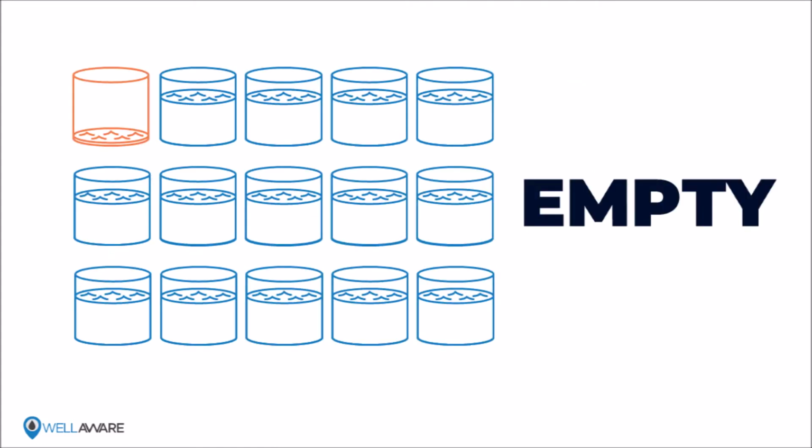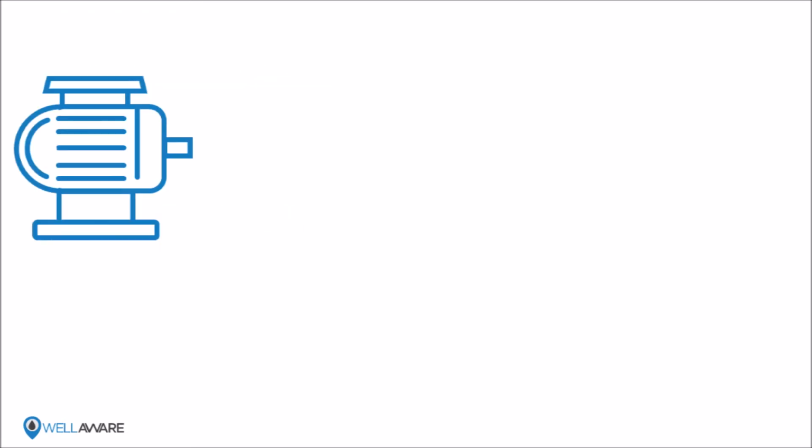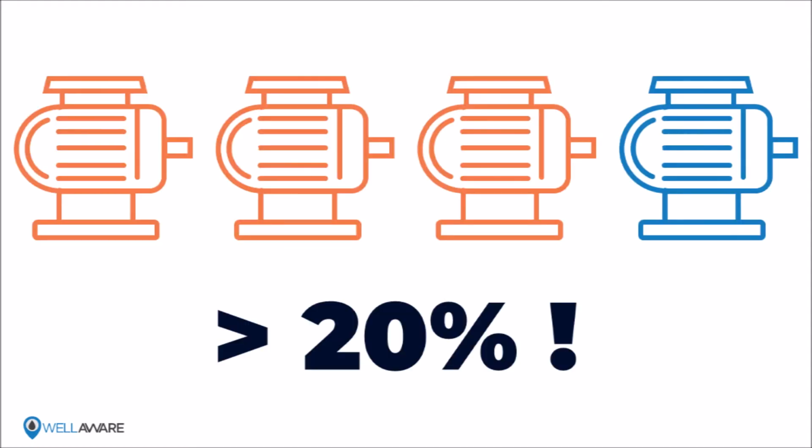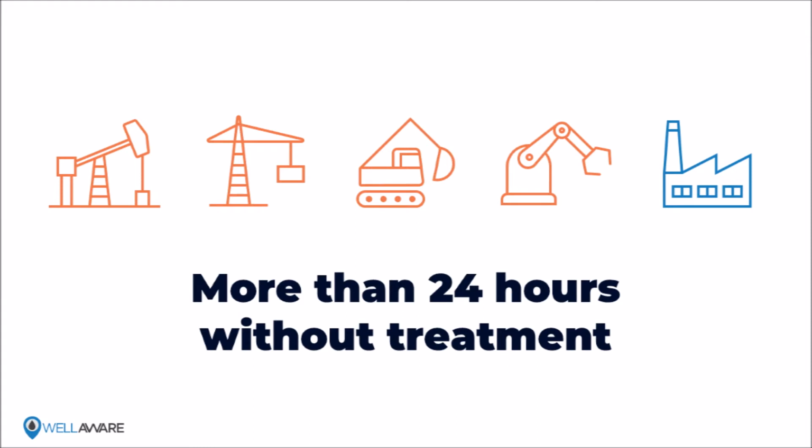For example, 1 in 15 chemical tanks is empty at any given time. Over half of injection downtime lasts more than 24 hours. 3/4 of injection pumps miss targets by more than 20%, and the doozy, 4 out of 5 industrial assets requiring chemical treatment have gone untreated for a period of at least 24 hours in 2020.